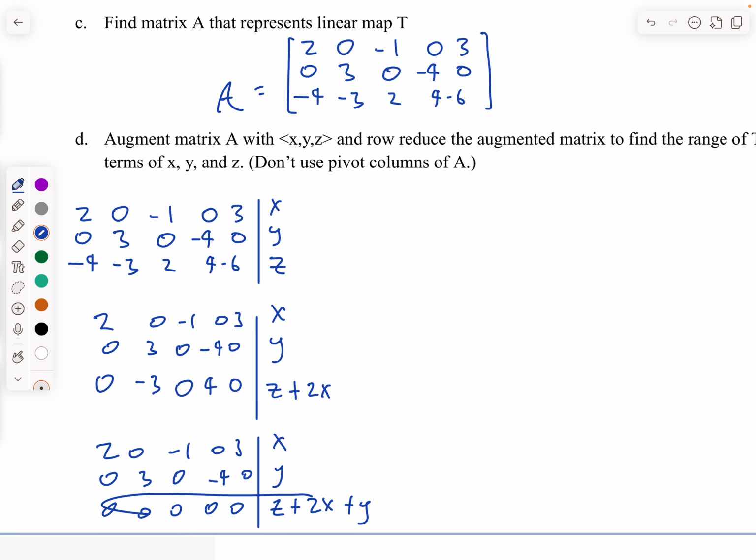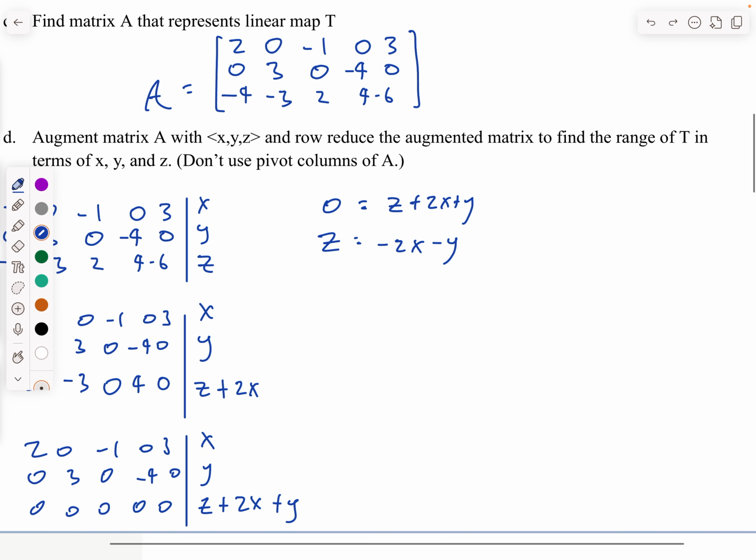It comes from understanding that the information comes from the last row here. So this relationship tells us that 0 is equal to Z plus 2X plus Y. Now this is an acceptable answer for your range. I personally like to isolate Z, but this answer here will work.